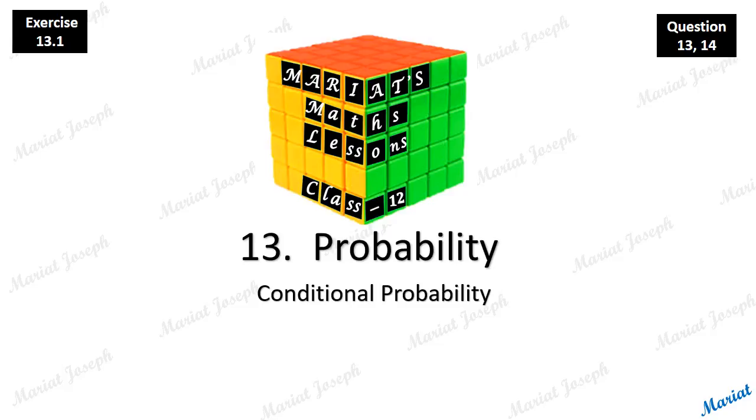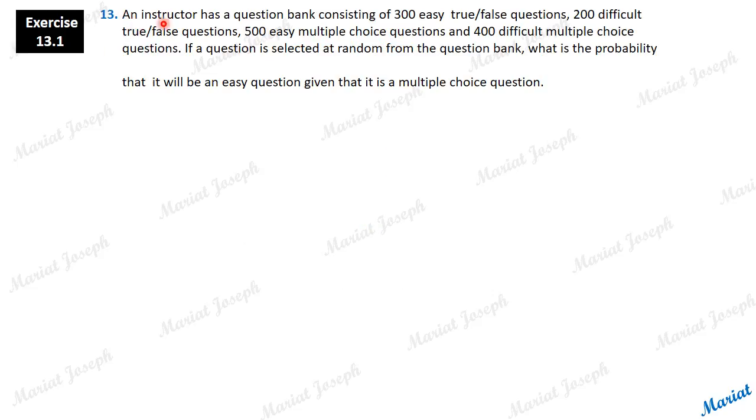Let us do some problems on conditional probability. An instructor has a question bank consisting of 300 easy true or false questions, 200 difficult true or false questions, 500 easy multiple choice questions, and 400 difficult multiple choice questions. If a question is selected at random from the question bank, what is the probability that it will be an easy question given that it is a multiple choice question?